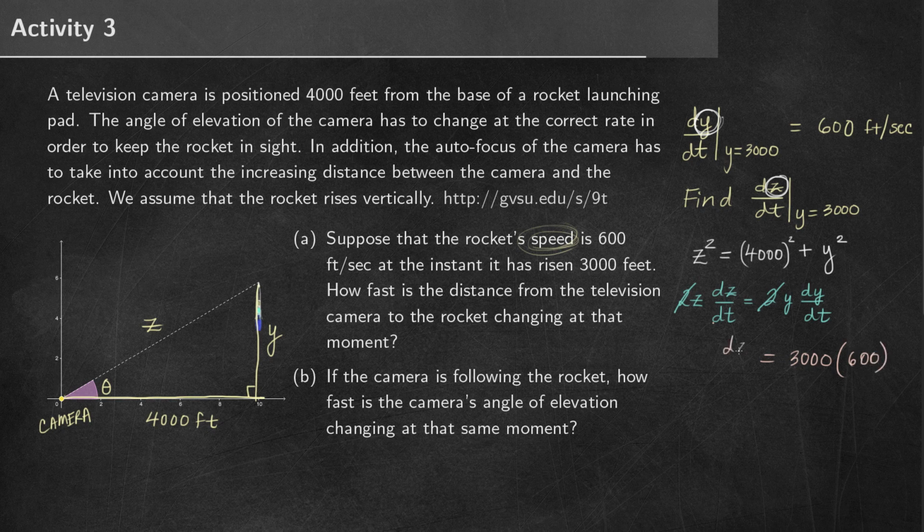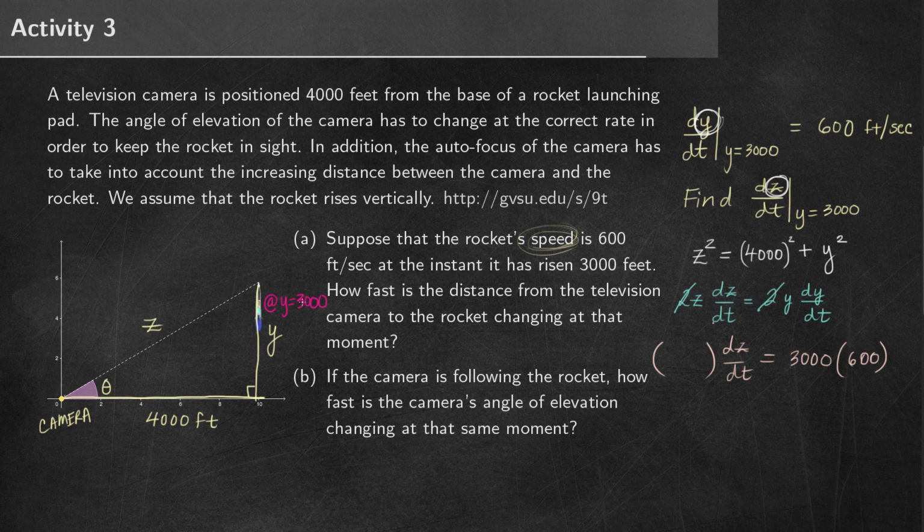But I'm trying to solve for dz/dt. I still have this extra z over here. I need to put something in for z. So we need to figure out at this moment in time, when y is 3,000, what is the value of z? Let's go back to our picture. So when y is 3,000, so I'm going to write at y equals 3,000. Can we find the value of z? Yes, we can, because at this moment in time, I know the measure of both legs of this triangle. So I can use the Pythagorean theorem to find out z when y is 3,000.